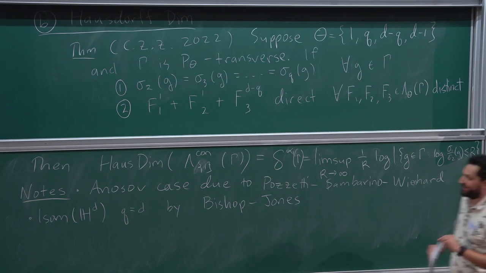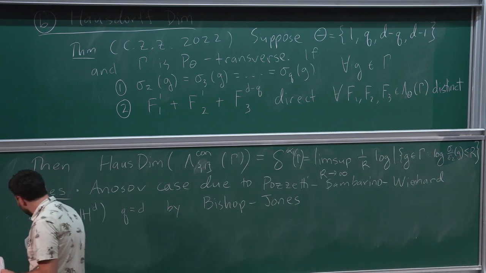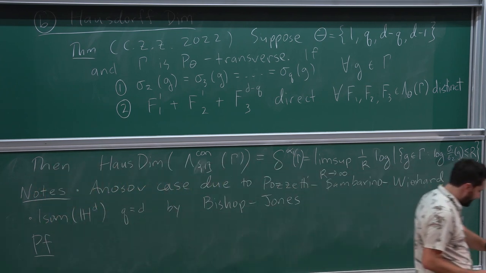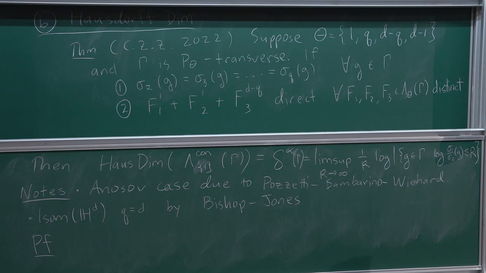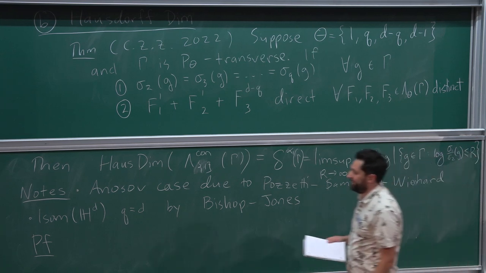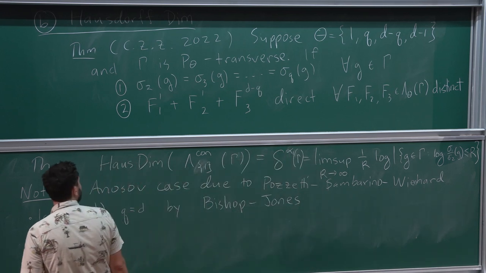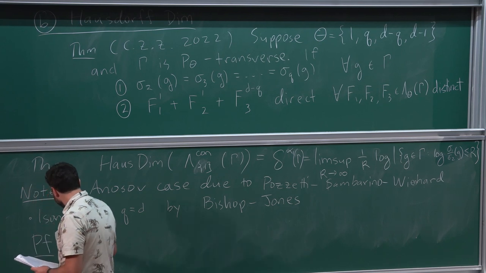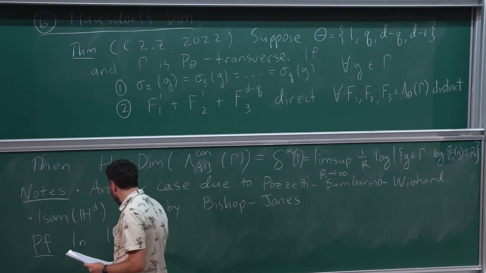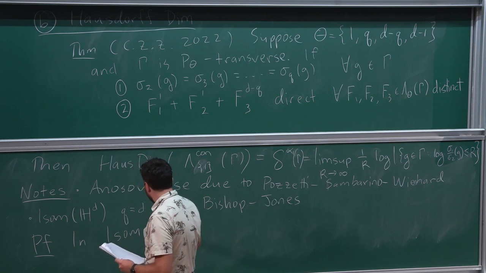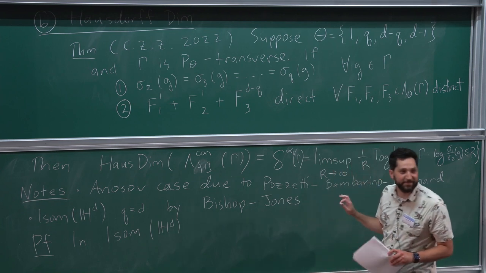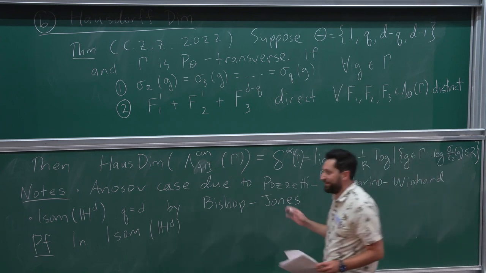Okay, I just want to mention the proof idea here. So I have 10 minutes now? I'm so confused with 17. Okay, I can't explain the proof of either our result, or the Anosov case result, or the Bishop-Jones result in 17 minutes. Well, maybe I could try, but it'd be a disaster.